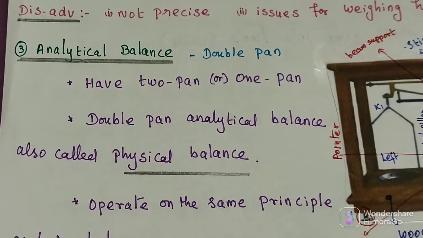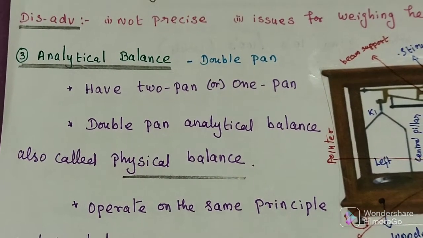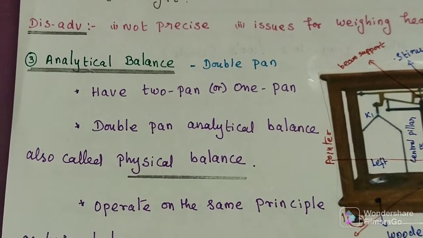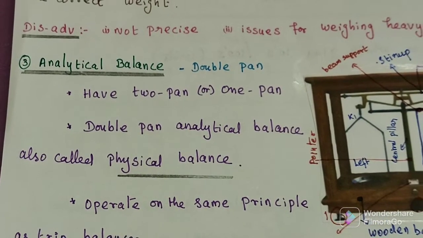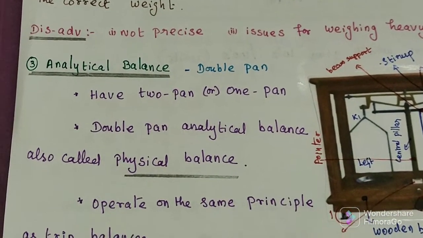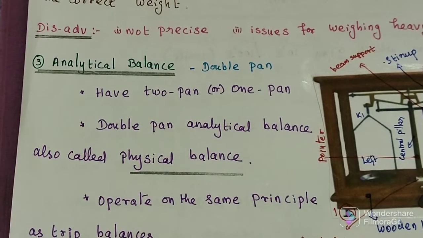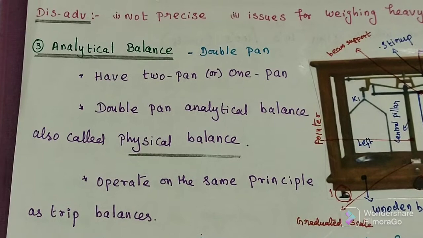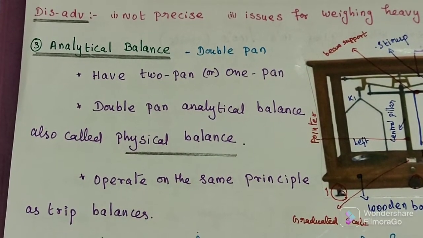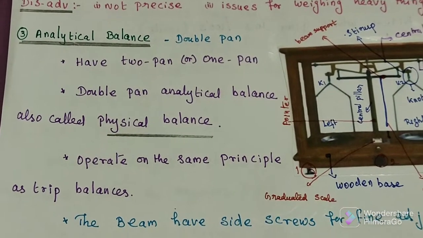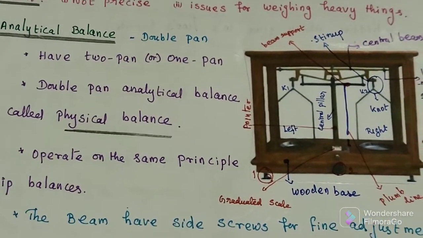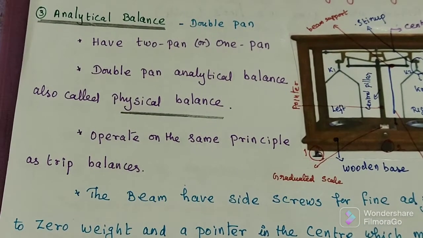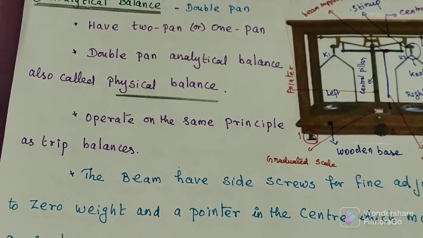Mechanical balance has another type, which is called the analytical balance. It may have a single pan or double pan. The double pan analytical balance is also called a physical balance. It operates just like a trip balance. The beam has a side screw for fine adjustment to zero weight and a pointer in the center which moves on the scale.